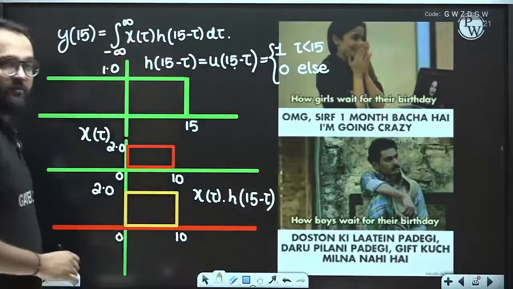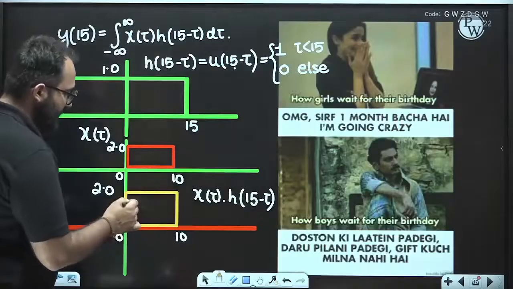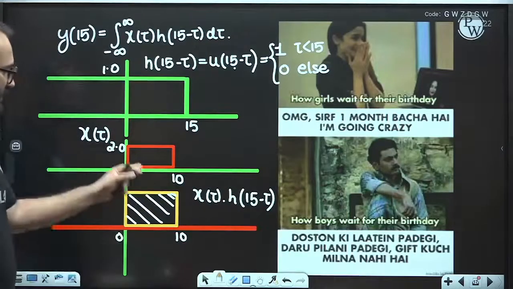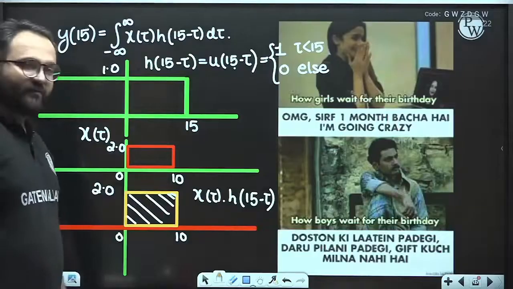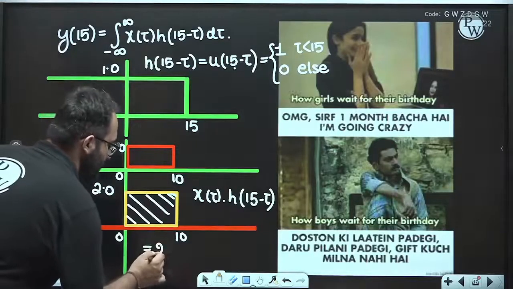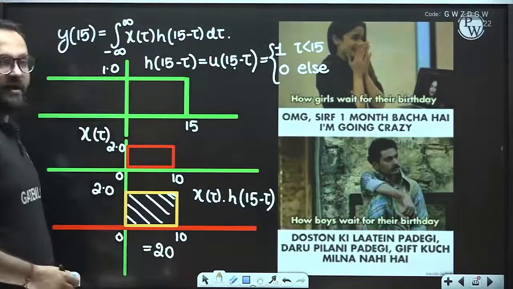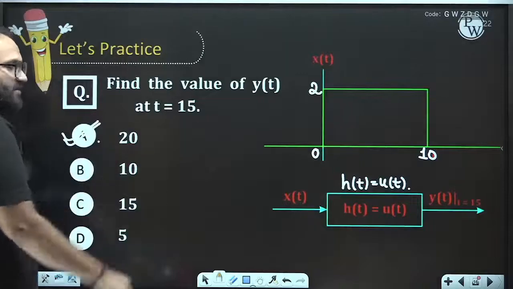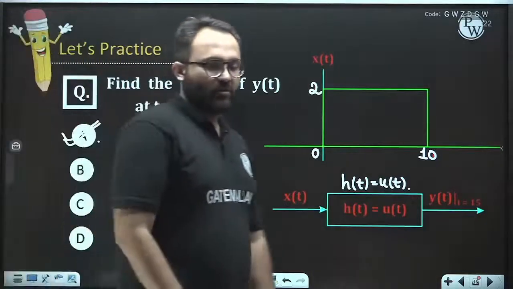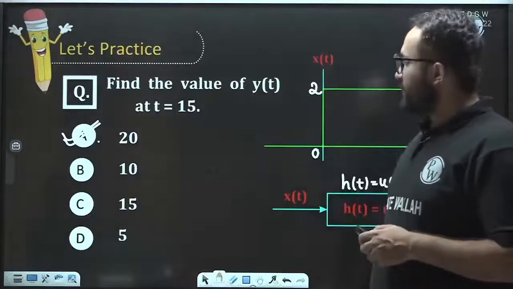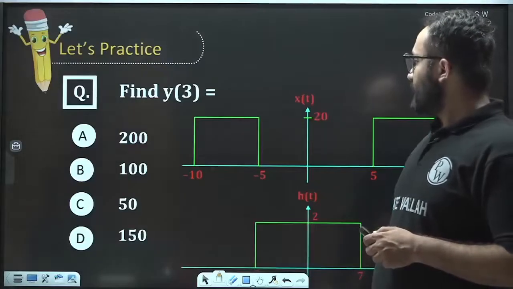Now we have to integrate this. We have to find out the area of this rectangle. So the area of this rectangle will be 20. Height is 2, width is 10, that is 20. So what is the value of the output at t equal to 15? That is 20. I hope all of you are able to do it. Very simple and beautiful question.